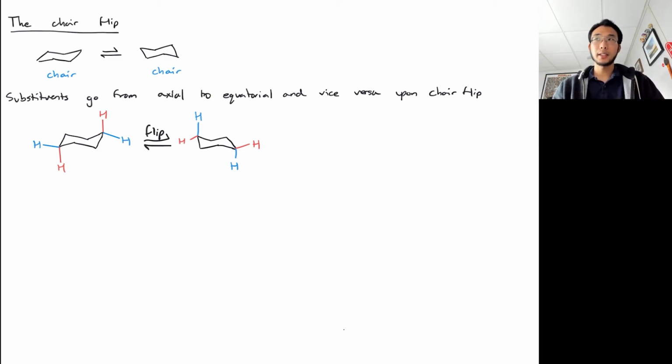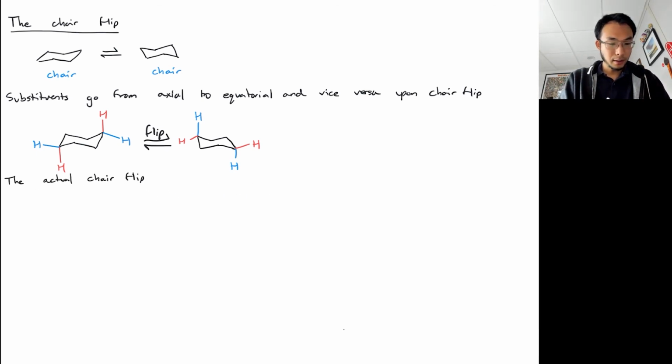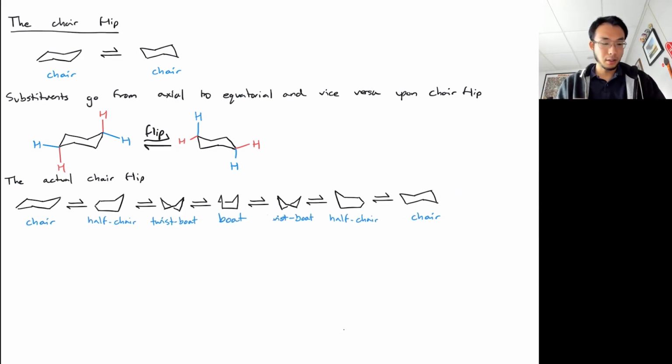It turns out that this is a somewhat simplified picture of what's actually going on in the real world. The actual chair flip is a number of different processes all linked together. So if we actually look at it, you get to something that looks like this. You start with a chair conformation. It can go a little bit into a half chair conformation. That can then turn into a twist boat. That then turns into a boat, where you have both corners here facing up, and then it undoes all of that in the opposite order and gets you to the other chair form.